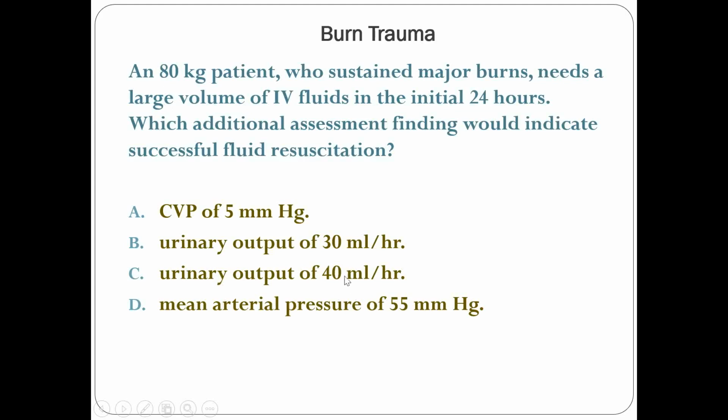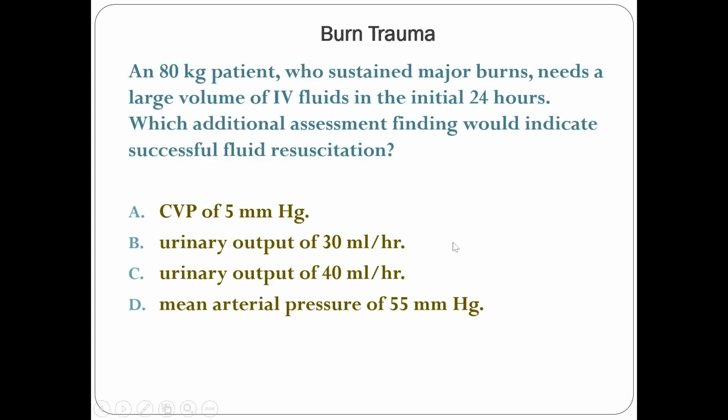So that's why C is the answer and B is not the answer. Well, what about a CVP of 5? If the normal CVP is 2 to 8, isn't that close? Well, we really don't know. The best indicator, from what we've learned in many different scenarios, in shock, trauma, and kidney scenarios, is that half a mil per kilogram is the minimum. 1 mil is even better. And that's what tells us that the patient has been adequately fluid resuscitated.